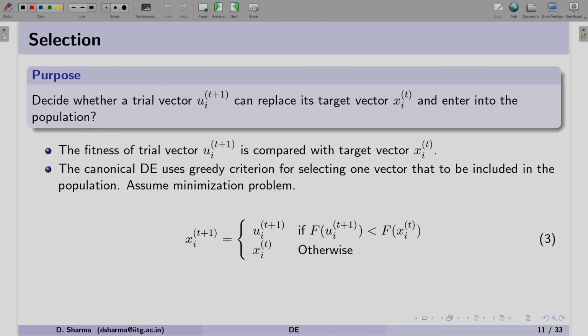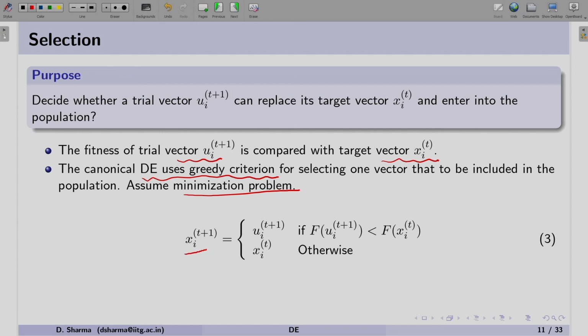As we know, when we compare, we generally compare with the help of fitness value. The fitness value of both the vectors, we have already calculated. Now, the canonical DE uses a greedy selection criterion for selecting the vector to be included in the population. Here we are assuming it's a minimization problem. So, let us look at formula number 3 here.